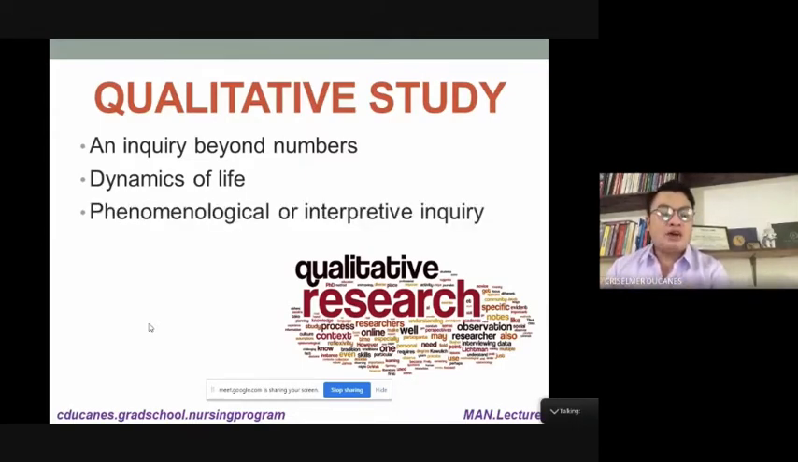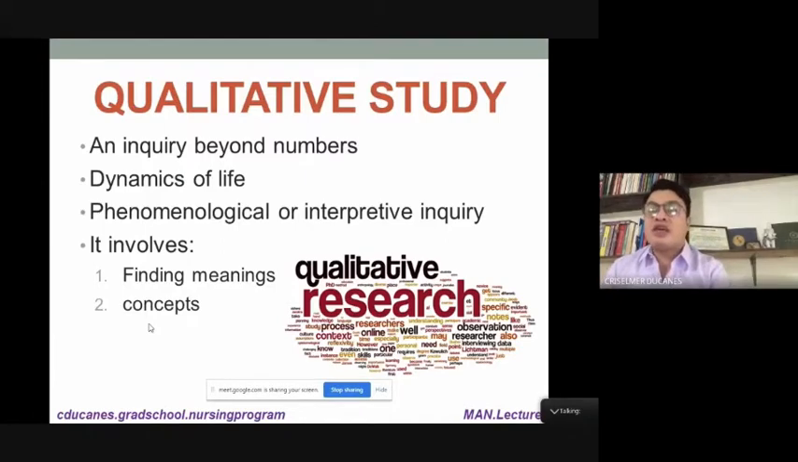And also, we have your phenomenological or interpretive inquiry. Later, I'll be discussing phenomenology. This qualitative study involves finding meanings and concepts. In a quantitative study, what we look for is a significant difference or a significant relationship. Here in your qualitative study, what we are after is finding meanings. What is the meaning of his experience? For one person, what is the meaning of that? We are after those meanings, the essences.